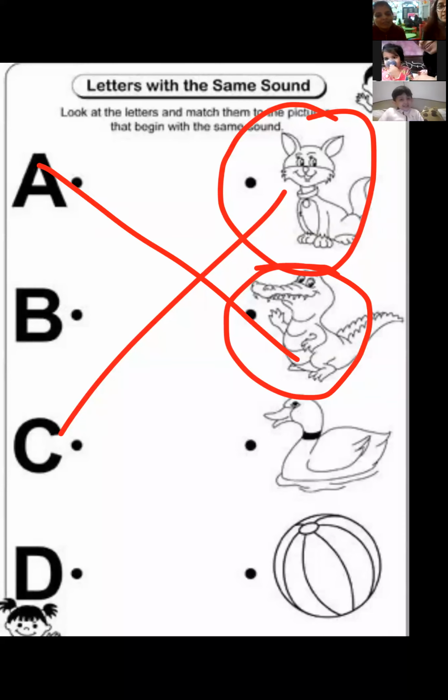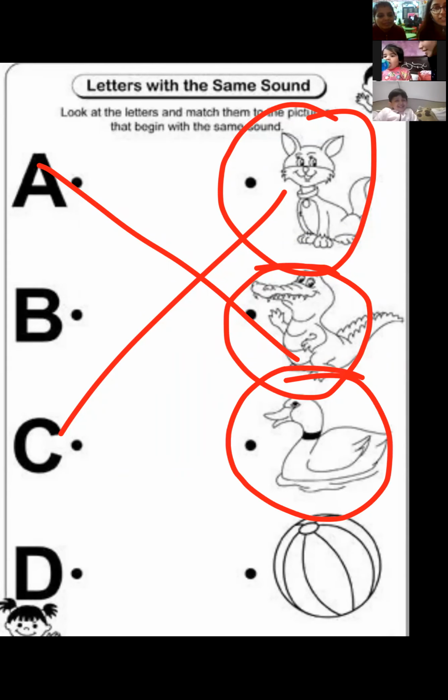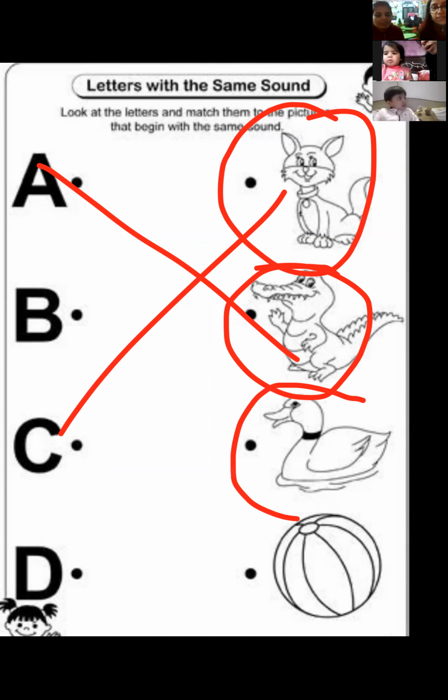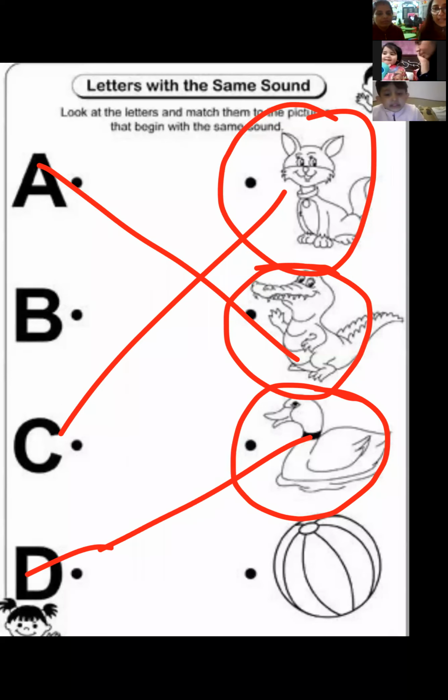Well done, Aisha. Next, which letter is this? Or which picture is this? Gurjas. Duck. Very good. Okay, next.